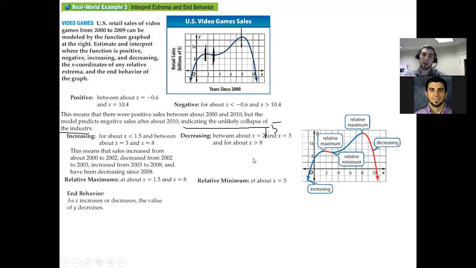So the end behavior. Now, as x increases, as you go out on the x-axis, the graph continues to fall. So as x increases, the value of y decreases. And same thing as you go out to the left. So that's why we put it all in one statement. As x increases or decreases, the value of y decreases. So as you move to the left or right, the graph goes down.